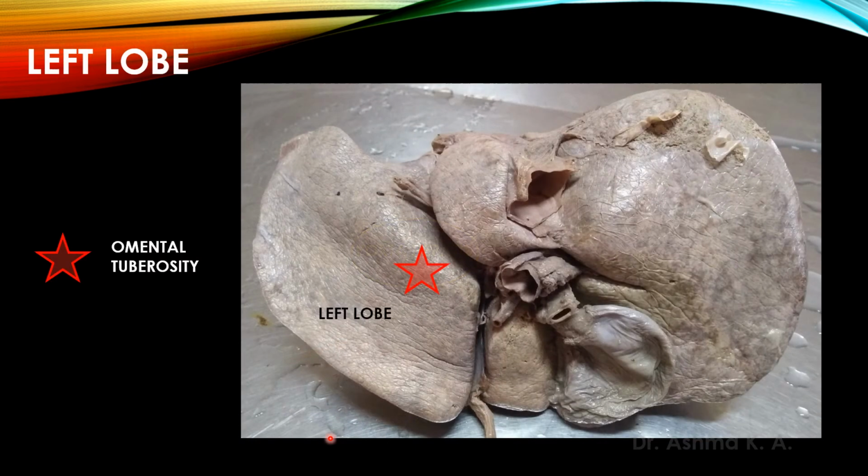The left lobe of the liver is much smaller than the right lobe. It forms only 1/6 of the liver. Near the fissure for ligamentum venosum, it presents a rounded elevation called the omental tuberosity.